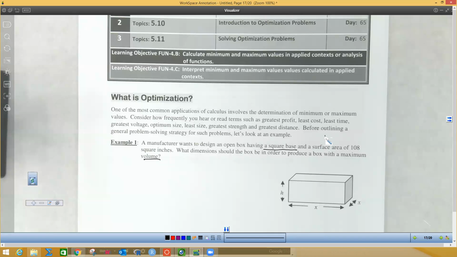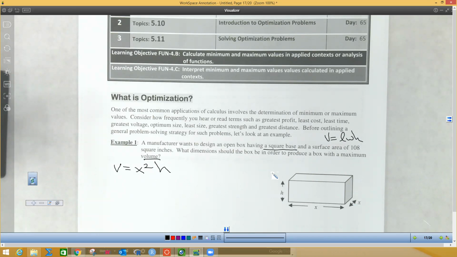So for a prism, I hope we know volume equals length times width times height. But in this case, your bottom is a square, so if you look here, that's x and h. The main equation that we want to maximize is volume, where length and width are the same. So x times x is x squared times h. This is the equation that we want to maximize.